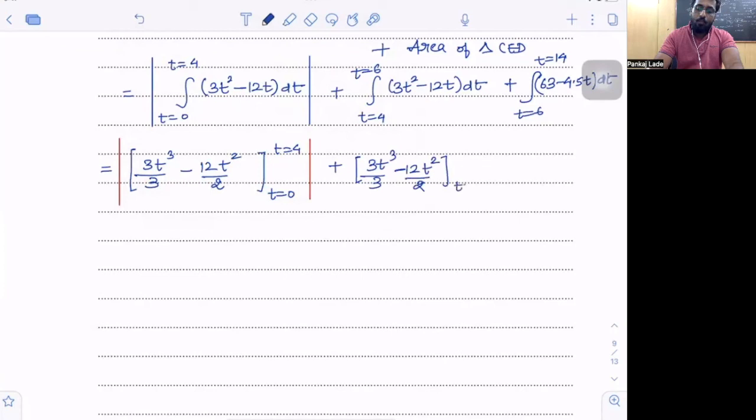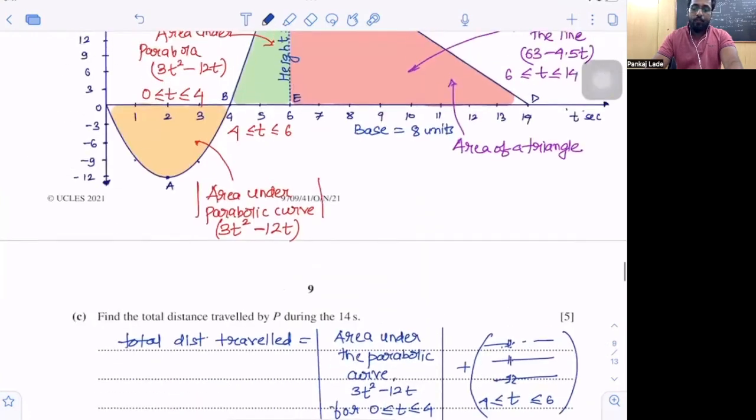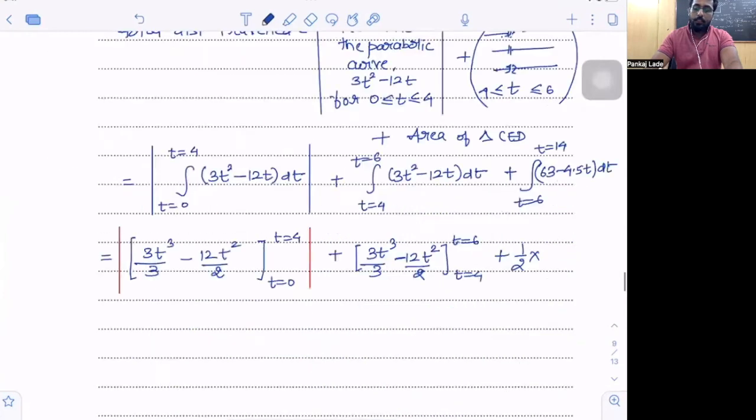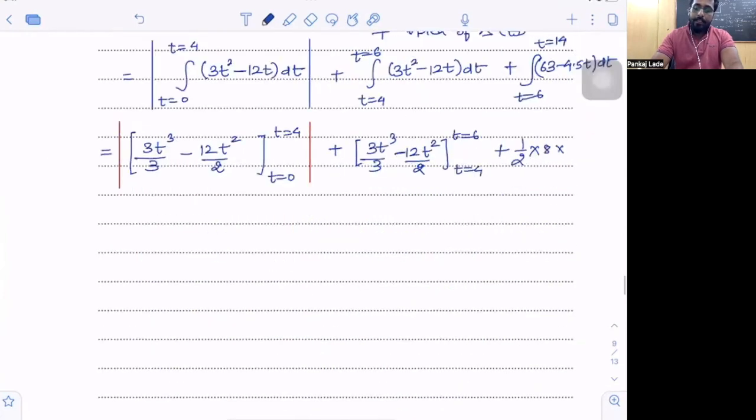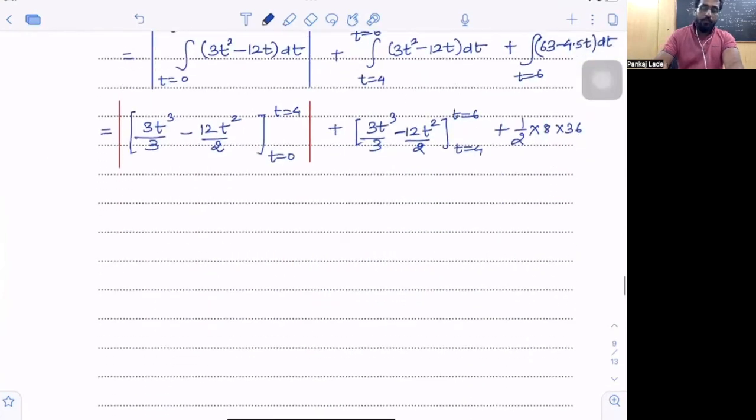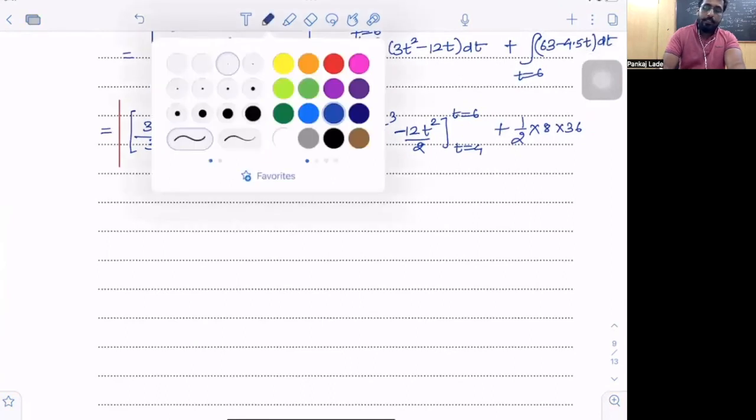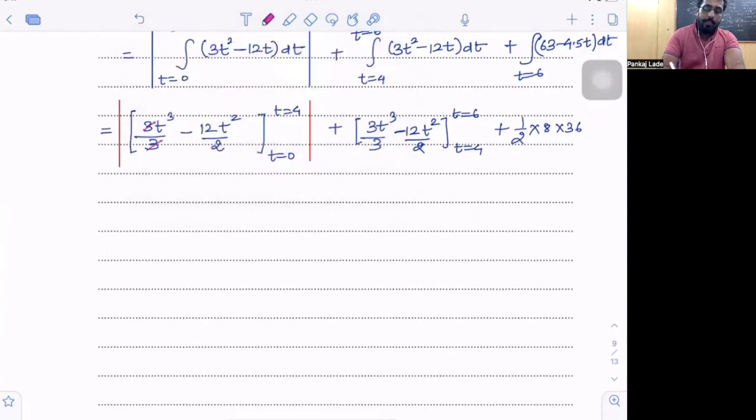But this time the limits are what? t equal to 4 to t equal to 6. You can try out the last one, but I'm going to make use of half base into height. Half base is 8, if you recall. Height was 36, so half of 8 into 36. Let's simplify it further. You can easily see that the 3 and the 3 will get cancelled, 2 and 12 cancel, you get 6 here. Same happens for the second bracket as well.